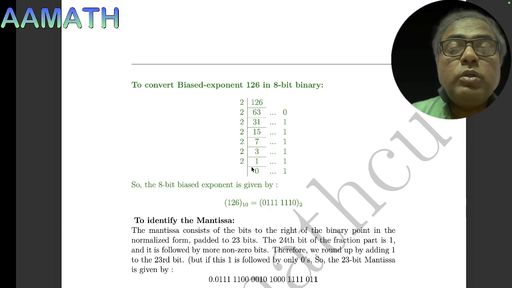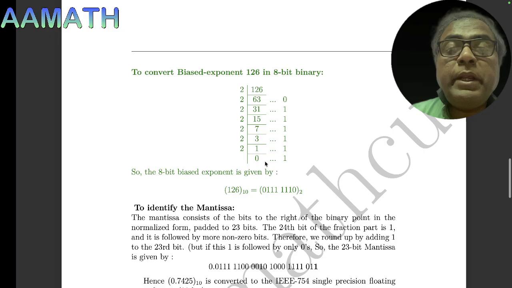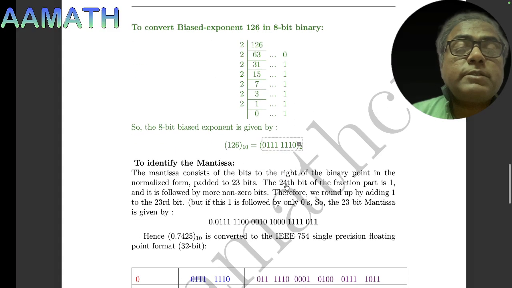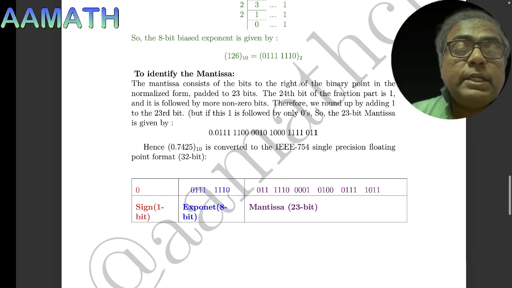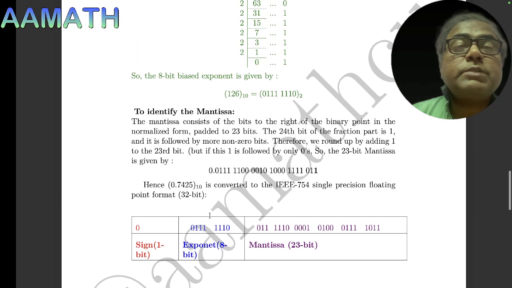Dividing by 2, 2 into 0 is 0, so the remainder is 1. From lower to upper for this integer part, the 8-bit biased exponent is given by the decimal number 126, which equals the 8 bits 0 1 1 1 1 1 1 0. This is the decimal expression. This part is the biased exponent for this blue color exponent.